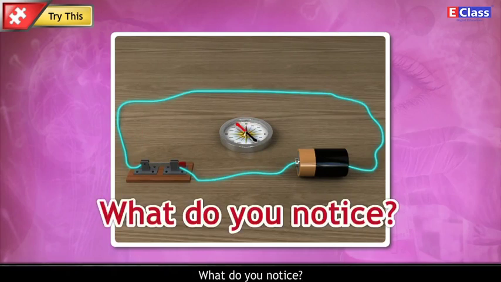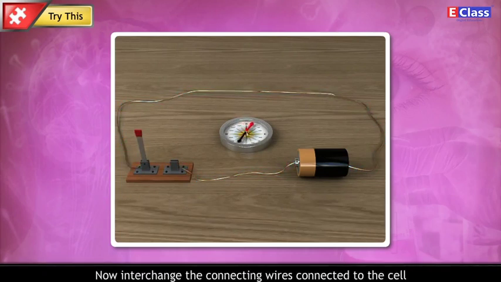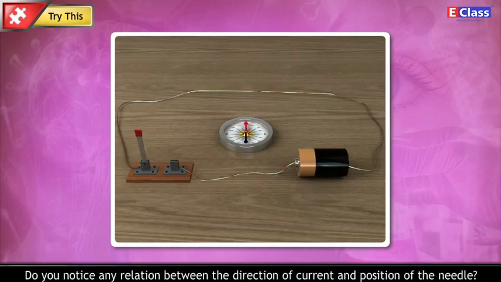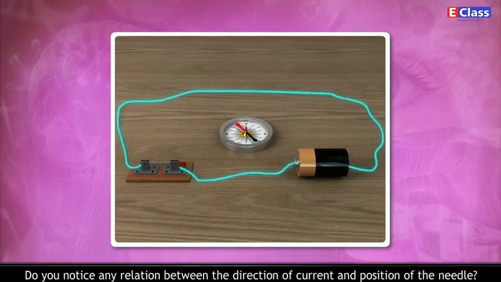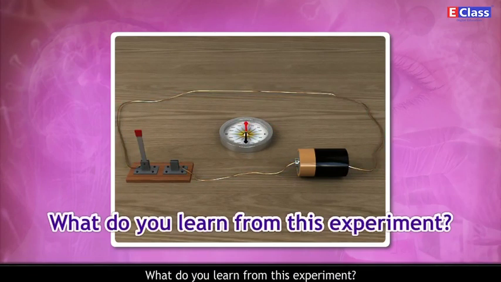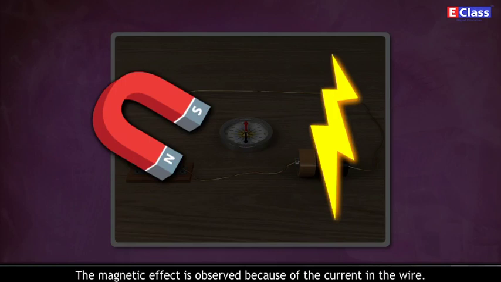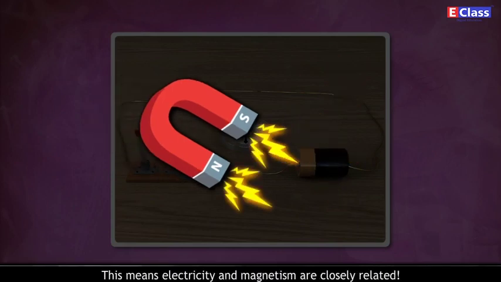What do you notice? Now, interchange the connecting wires connected to the cell and observe the direction of the magnetic needle. Do you notice any relation between the direction of current and position of the needle? What do you learn from this experiment? The magnetic effect is observed because of the current in the wire. This means electricity and magnetism are closely related.